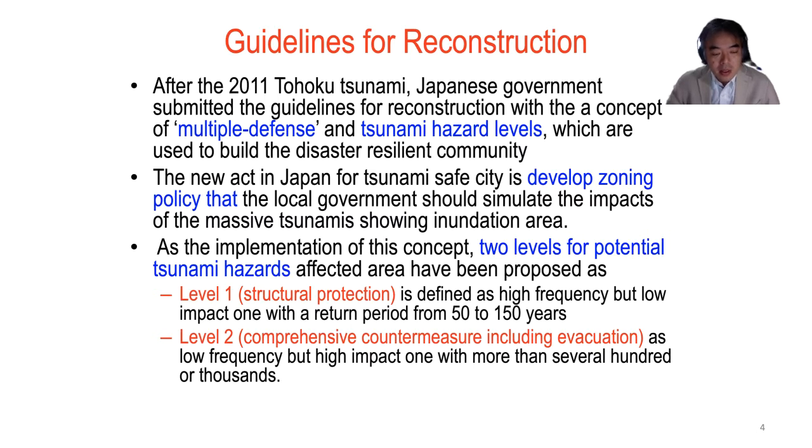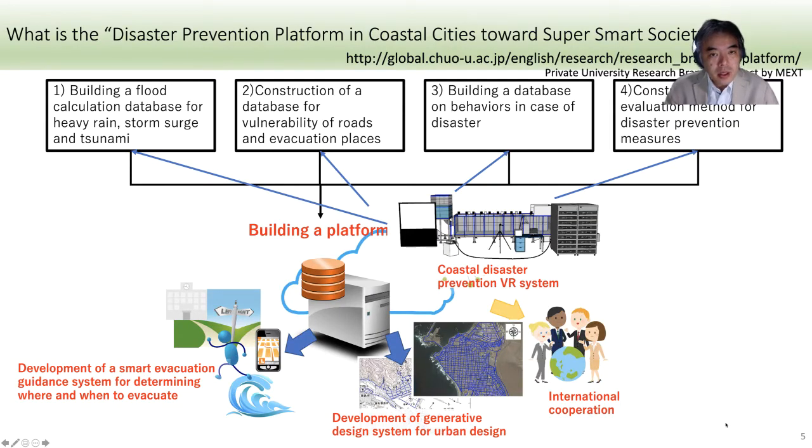The other tsunami we call the level 2 tsunami. The return period is several 100,000 years, so much higher than the level 1 tsunami. And we use this tsunami height for evacuation planning. So we are making a very resilient community by using hardware countermeasures and software countermeasures. And now we are developing a system for supporting evacuation.